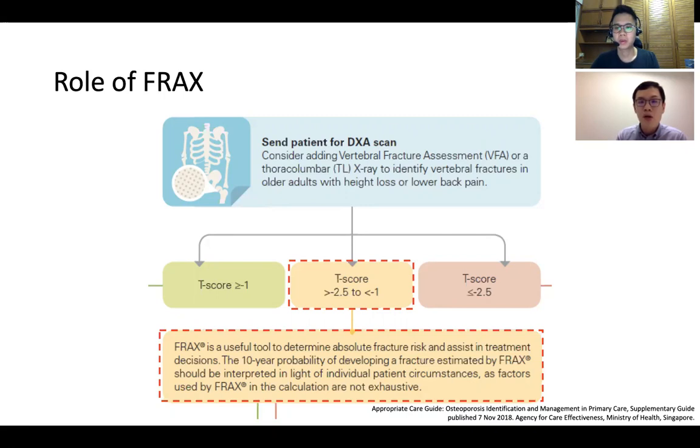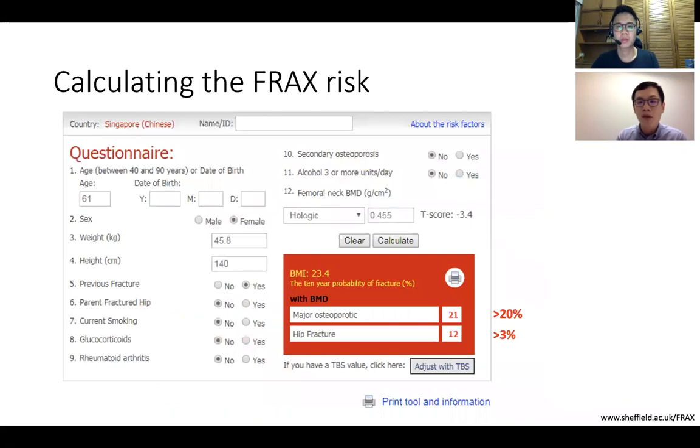So the FRAX on top of the T-score actually incorporates all other risk factors, for example, the body mass, presence of previous fracture, secondary causes, and so on, to give you a more accurate representation of the 10-year probability of fracture. And for now, we use a cutoff of more than 20% for major osteoporotic fracture and more than 3% for hip fracture as sort of like the high risk cutoff and for initiating treatment for these patients.